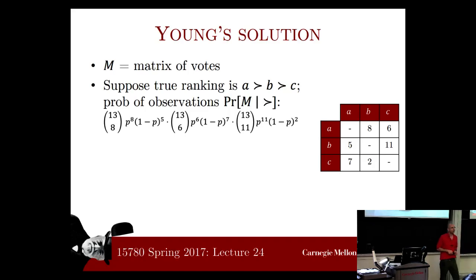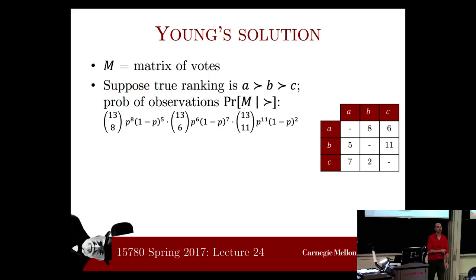And finally, if we take B versus C, we have 11 voters who rank B above C and 2 voters who rank C above B. So we have to choose 11 out of the 13 who will rank B above C. And these 11 have probability P to the 11 of ranking B above C, which agrees with the ground truth. And the other 2 rank C above B, which happens with probability (1 minus P) squared. So this is really a crucial point. Is it clear why this expression is the probability of observing this matrix if this is the ground truth?